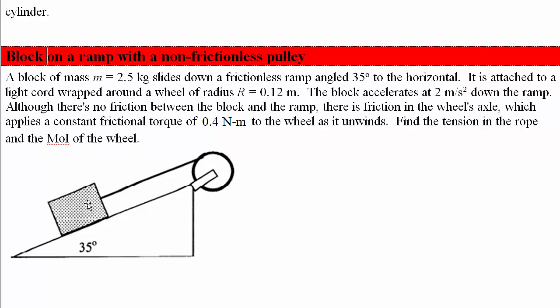So the block has this mass, 2.5 kilos, and it slides down a frictionless ramp angled 35 degrees to the horizontal. Ramp is frictionless, but it's attached to a light cord wrapped around a wheel with a known radius, and the block accelerates at 2 meters per second squared down the ramp. There's no friction between the block and the ramp, but again, there is friction in the wheel's axle, which applies a constant frictional torque of 0.4 Newton meters to the wheel as it unwinds. Find the tension in the rope and the moment of inertia of the wheel.